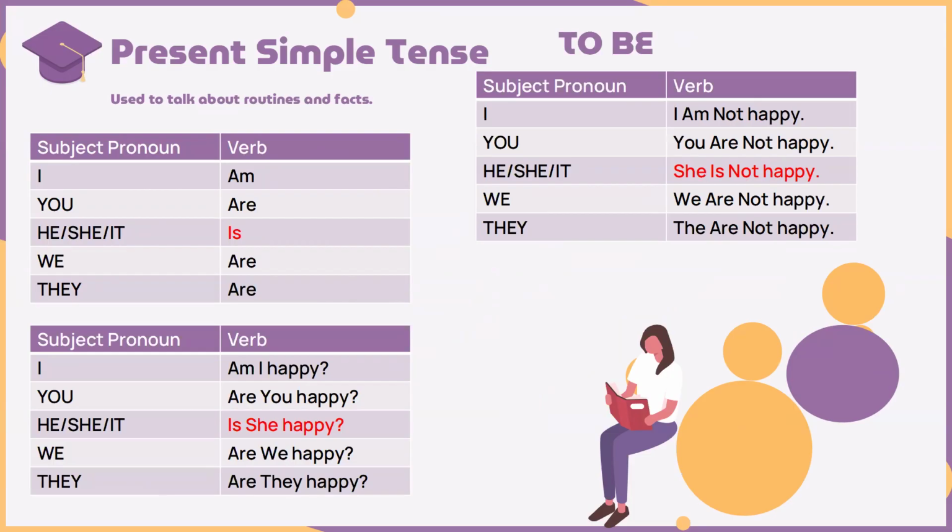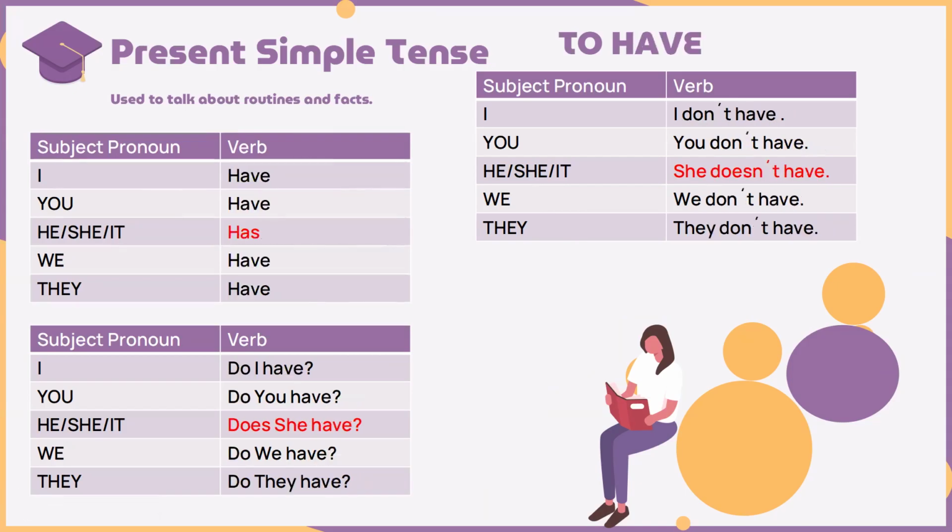And then the rest of the sentence. So just to repeat, I am not happy, you are not happy, he, she, it is not happy, we are not happy, they are not happy. And that's the negative structure for the verb to be.